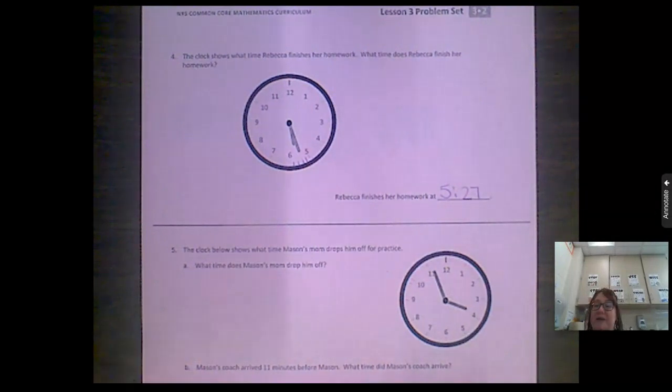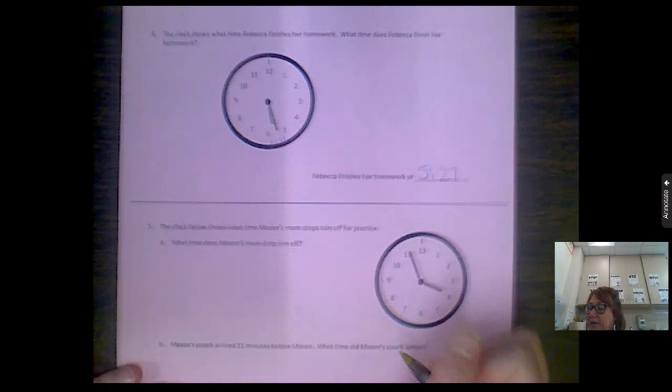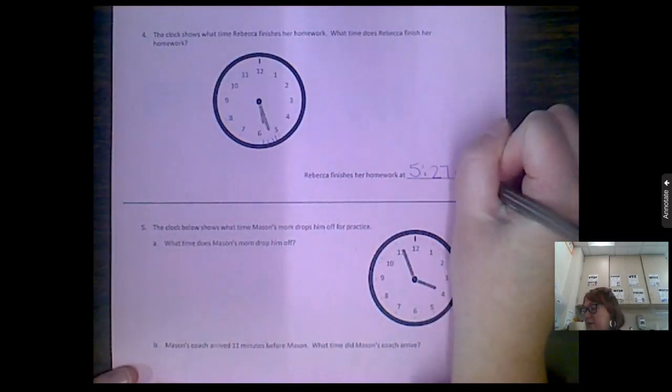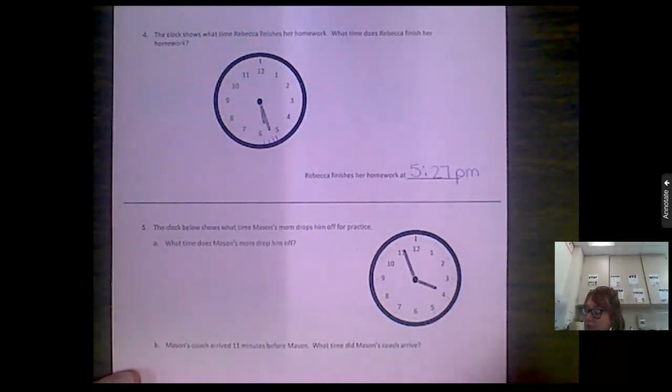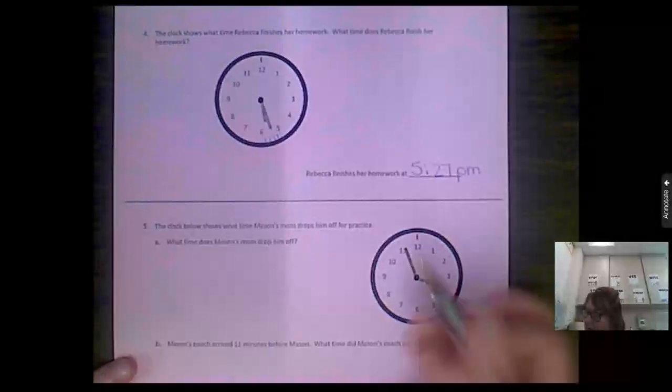Would it be 5:27 a.m. or 5:27 p.m.? If she's doing homework, it would be 5:27 p.m., right? a.m. she would probably still be sleeping unless she's a really early riser. Okay.